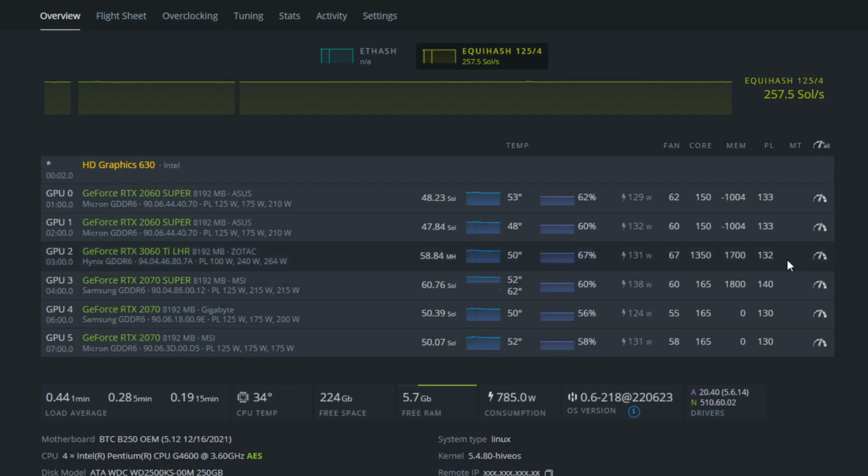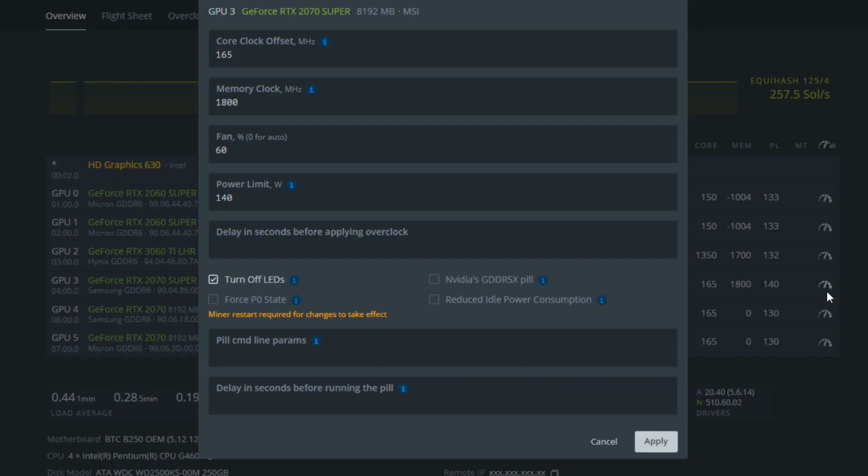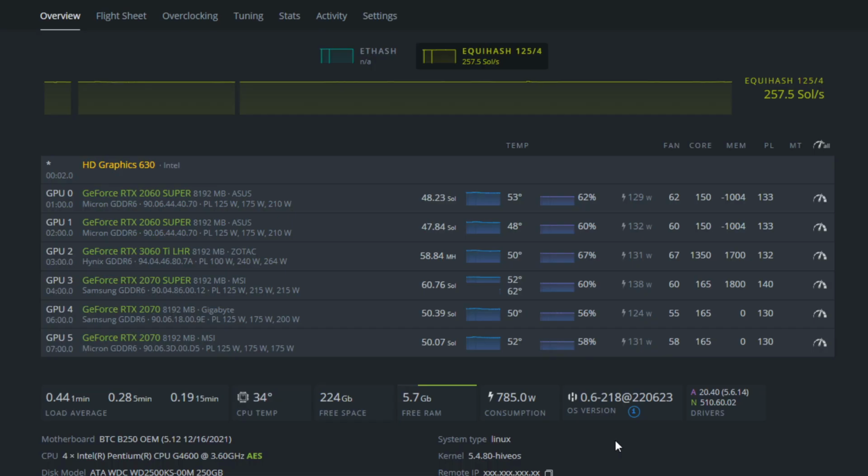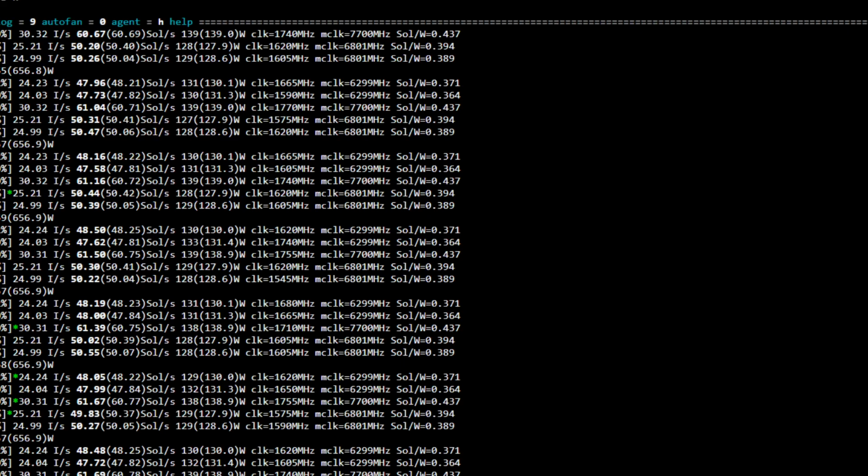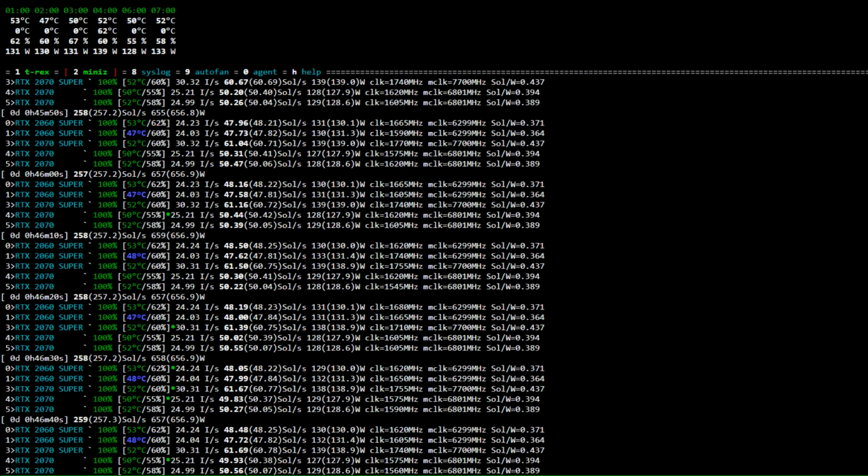Then lastly, my favorite GPU and the most efficient of them all, the RTX 2070 Super here, we're running again a core offset of plus 165, plus 1800 on the memory, and a power limit of 140. I'll quickly hop over here to the shell just to show you the live hash rate.